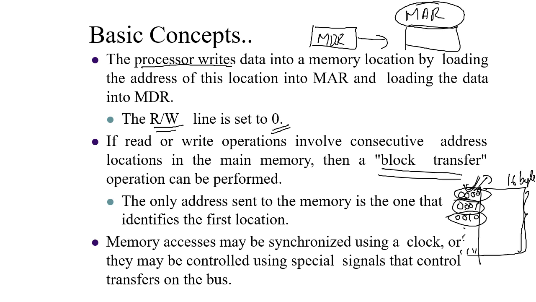The memory access may be synchronized using a clock, or it may be controlled by special signals through the control bus. You can have synchronous communication, or you can also have an asynchronous mode of communication. In case of synchronous mode, you need to use the clock, whereas in case of asynchronous, you need to specify the signals to coordinate the transfer of data.